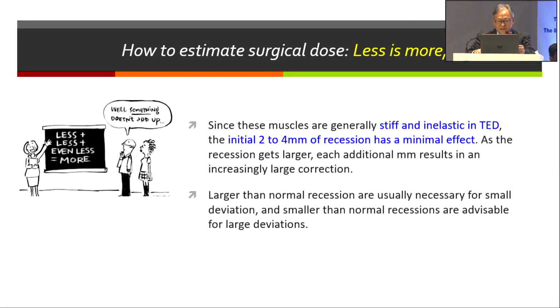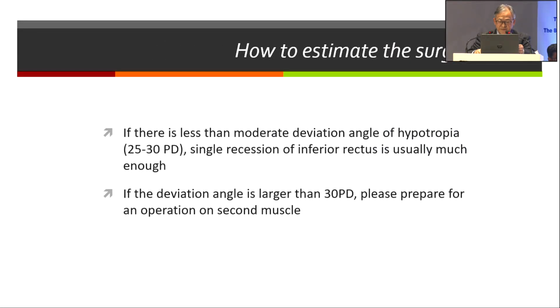How do we assess the surgical dose? Since these muscles are generally very stiff and inelastic in TED, the initial recession of 2 to 4 millimeters has a minimal effect, and as the recession gets larger, additional millimeters will result in increasingly large correction. So larger than normal recessions are usually necessary for a smaller amount of deviation. However, smaller than normal recessions are advisable for a large deviation.